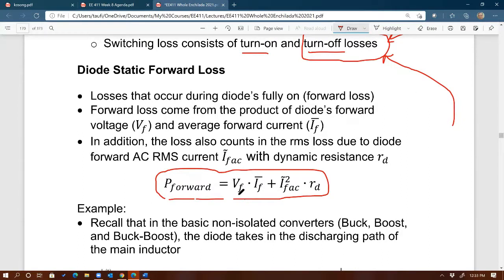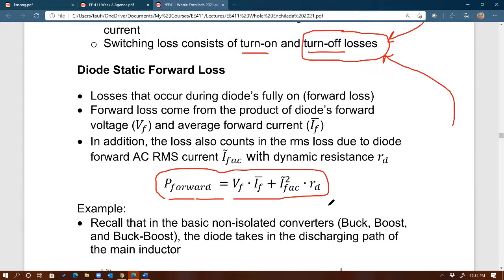Here you have two different components of the forward loss: the DC component and the AC component, right? So you have to consider both. The DC component looks at the DC current and voltage of the diode when it's conducting, whereas the AC component of the loss looks at the AC component of the current and the R of D right there. That's the dynamic resistance of the diode, right?